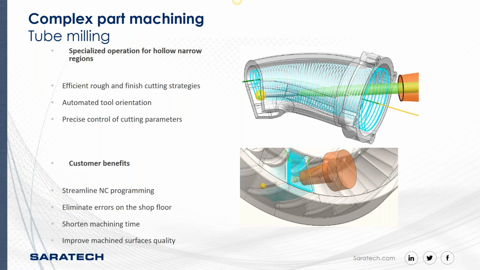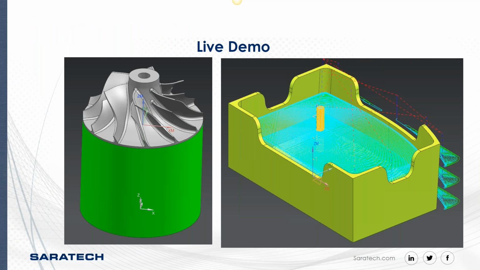I have a very good part that I'm going to be able to show you. So these are efficient roughing and finishing strategies. It's automated tool orientation, the precise control of the cutting parameters, and your benefits are you streamline NC programming, you eliminate errors on the shop floor, you shorten machining time, and you improve machining surface quality, but not to mention you greatly shorten the programming time. So let's get into the demos.